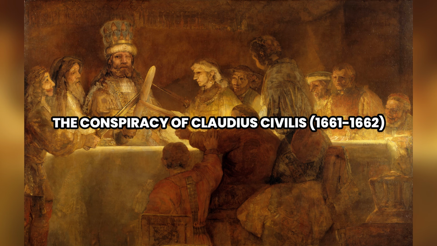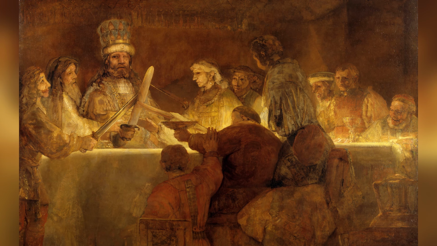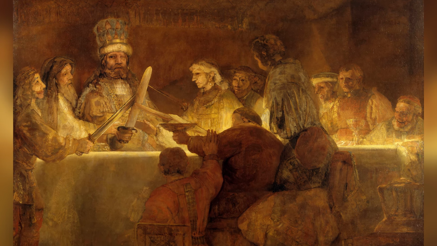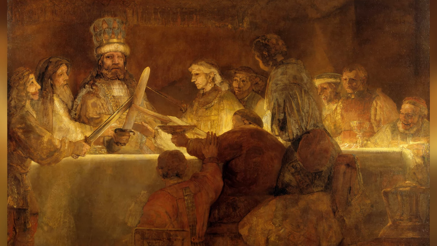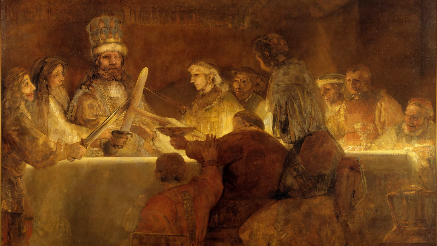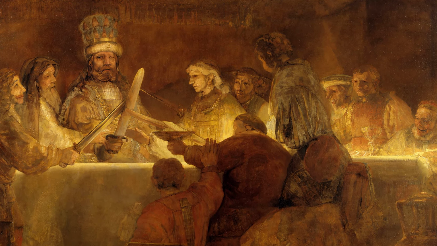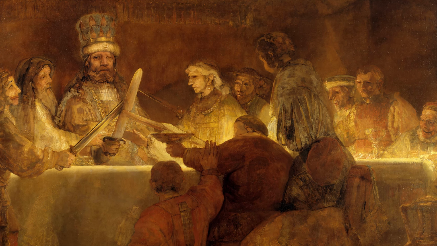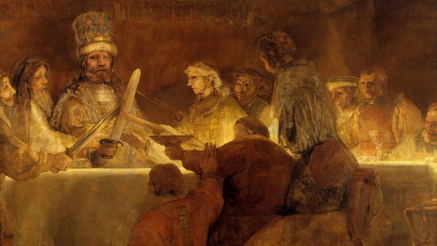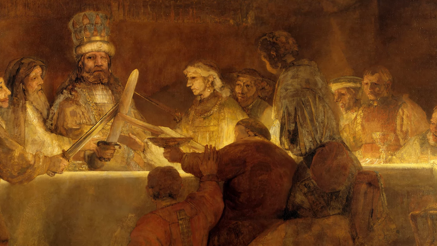Number 24. The Conspiracy of Claudius Civilis, 1661 to 1662. The Conspiracy of Claudius Civilis is a unique work in Rembrandt's late production. Painted around 1661 to 1662, it was commissioned to decorate Amsterdam's town hall, but its reception was cold, leading the painter to withdraw it and cut the canvas.